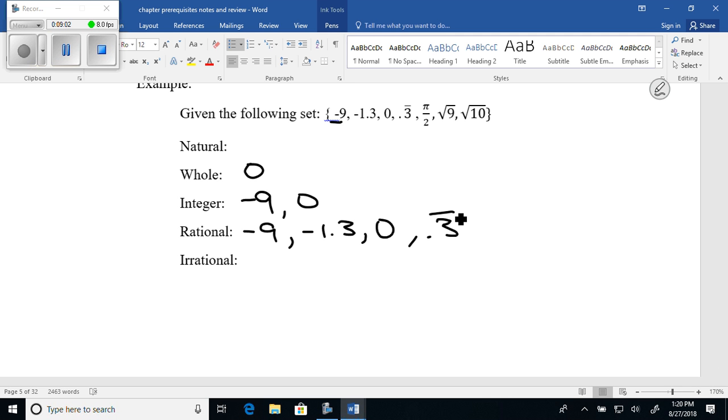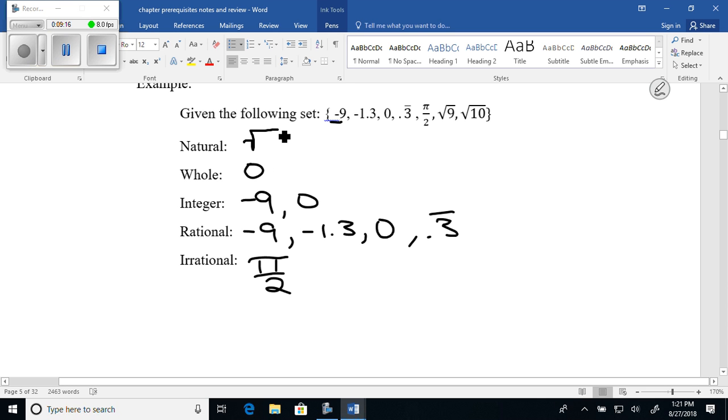So pi over 2. Irrational. It's got pi in it. And that's the only thing it can be. Square root of 9. Natural? Yes. So what is the square root of 9? 3. So since it's 3, it goes here. So now is it a whole number? Yes. Is it an integer? Yes. Is it irrational? No.